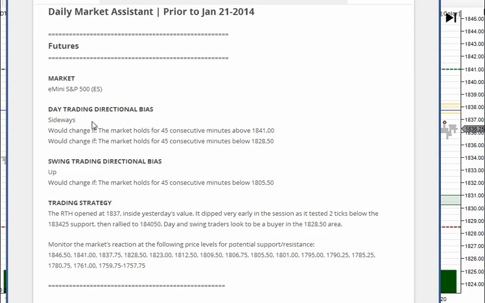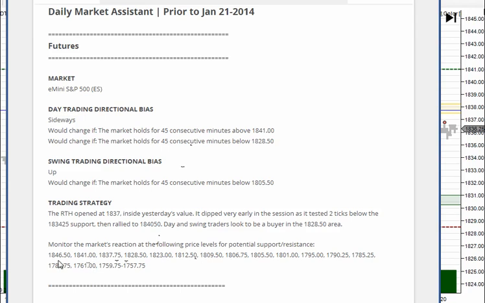So heading into the day, especially if you're a day trader, you'd look at this day trading directional bias, and you can see that basically the market's sideways, meaning that the market would need to break above this level 1841 or break below this level 1828.50 and hold there to really sway the bigger picture bias one way or the other. But when the market is sideways, then we're looking to potentially be a seller at this level, potentially be a buyer at this level, or at least avoid being a buyer here and avoid being a seller there until the market proves otherwise.